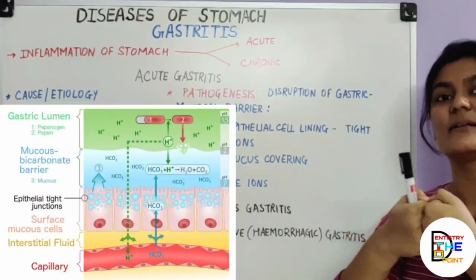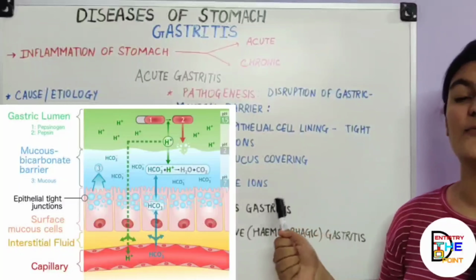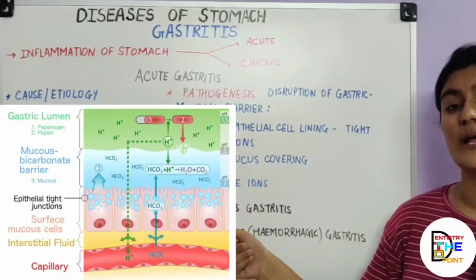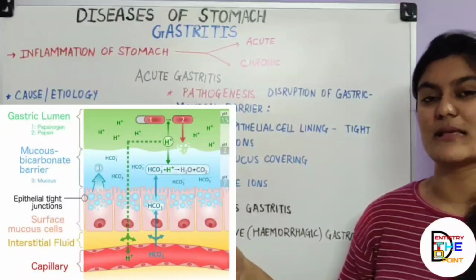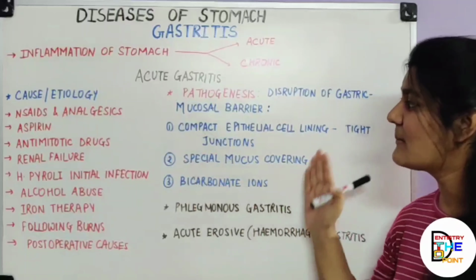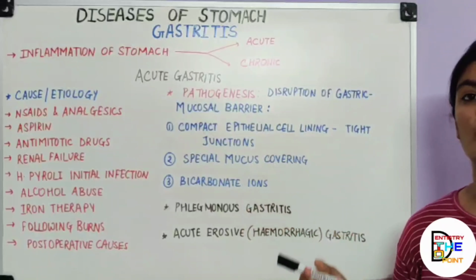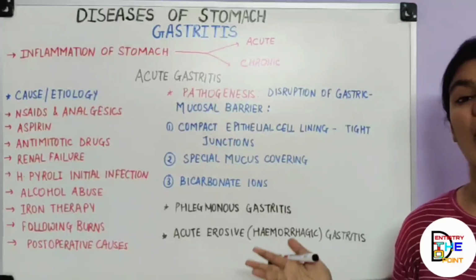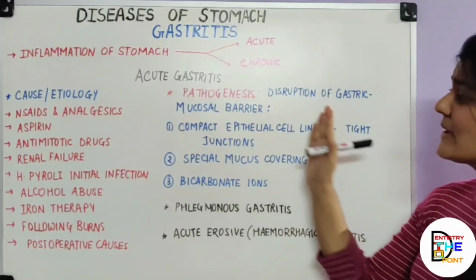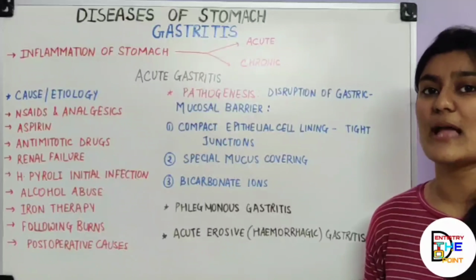And third is the bicarbonate ions. Bicarbonate ions are secreted from the surface epithelial cells which maintain the pH balance, so that if the acid is excessive, it will secrete bicarbonate, so the mucosa is not going to be damaged by the acid. Okay, so these are the three mechanisms involved in your gastric mucosal barrier, which allows your mucosa to store that acid without harm. Now, if any one of these three is disrupted, there is going to be attack, there is going to be damage of the gastric mucosa.